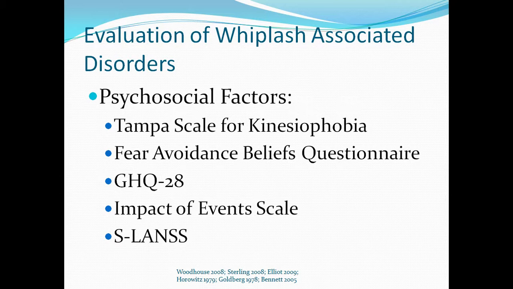We've got the Global Health Questionnaire, that's 28. If the patient scores above a threshold of 23 or 24, they're considered at risk. And then the S-LANS, it measures neuropathic pain. A score of greater than 25 is indicative of neuropathic origin of symptoms.